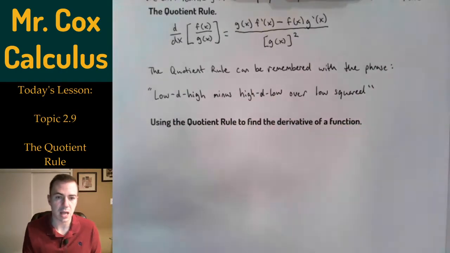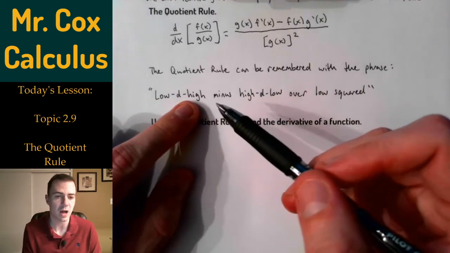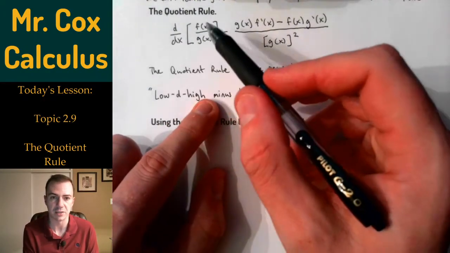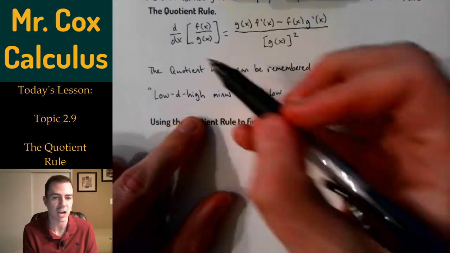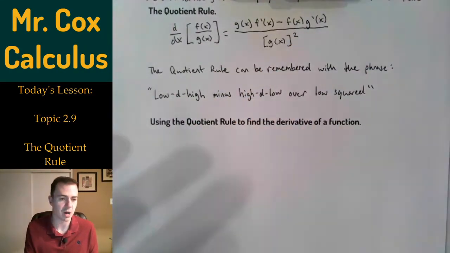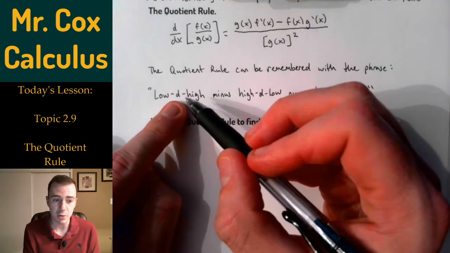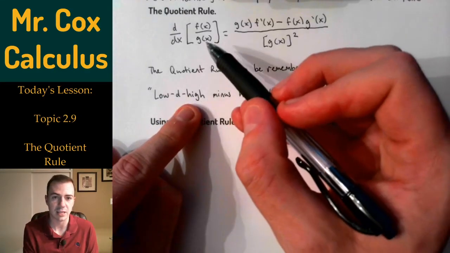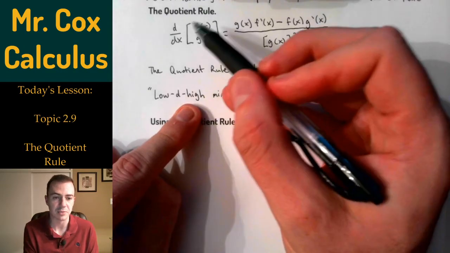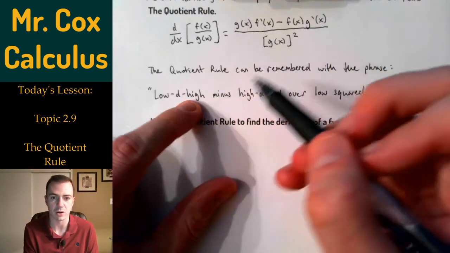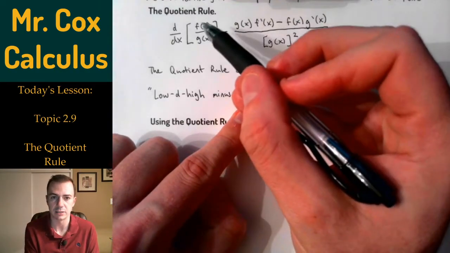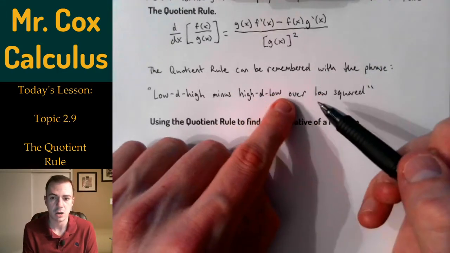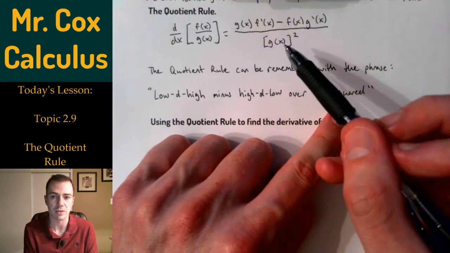Now then, if you can tell already by looking at this, the low and the high represent the numerator and the denominator. The high representing the numerator because that's the high part of the fraction, low representing the denominator, the bottom part of the fraction. What the d represents is that's what you take the derivative of. So when it says low d high, that means low, g of x, times the derivative of f, and that's what you have here, minus high, which is f of x, d low, the derivative of g, which is what you have, all over low squared, or the denominator squared.